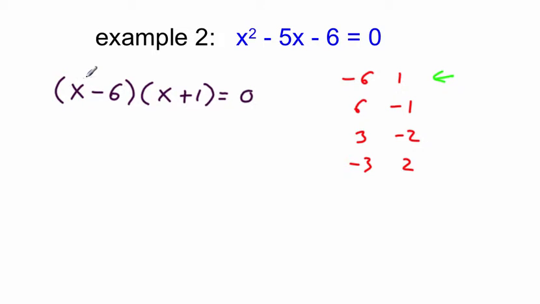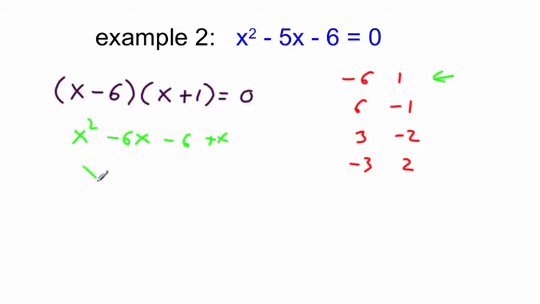Negative 6 times x will give us negative 6x. X times x gives us the x squared term that we wanted. Negative 6 times 1 gives us negative 6. And x times 1 gives us x. And I'm purposely kind of doing it in any order because it doesn't matter. As long as at some point I've distributed each term onto the other, that should be in good shape. And let's see how we did.